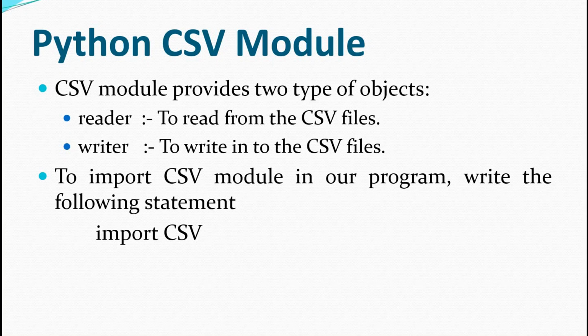Here in this module we have two types of object. One is reader and the second one is writer. As the name suggests, reader is used to read data from the CSV file, whereas writer is another object used to write data into the CSV files.